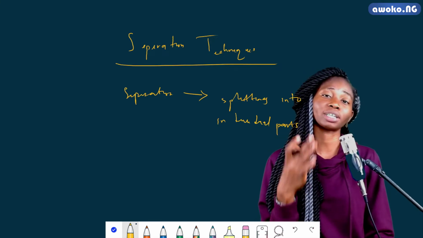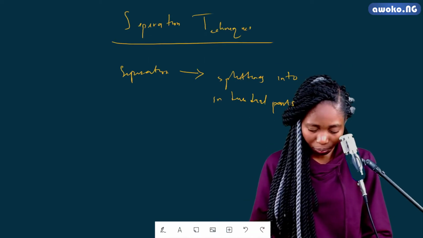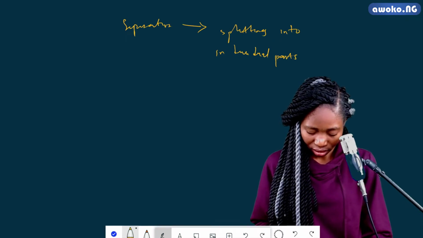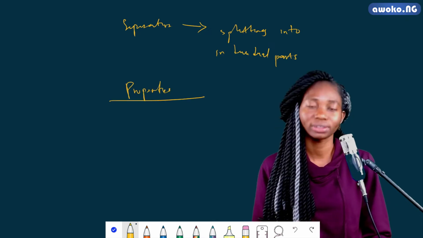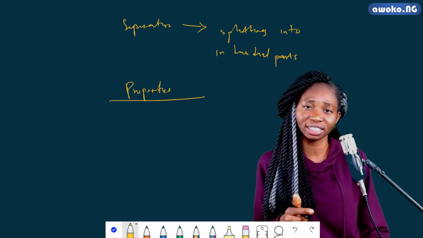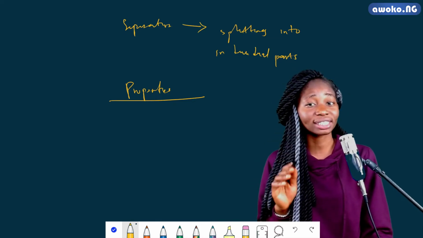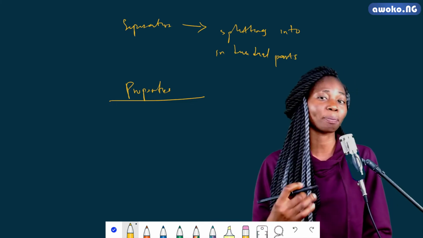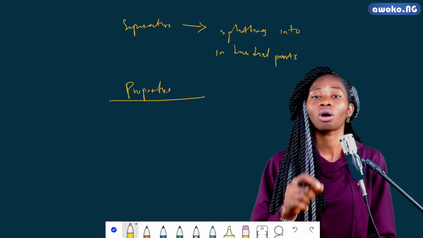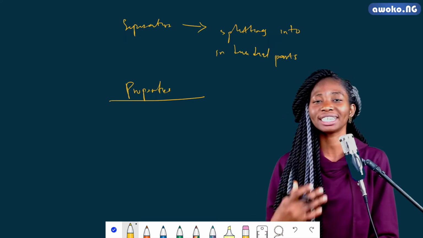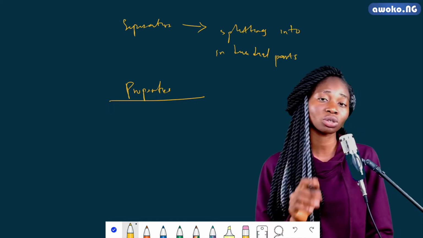Looking at the separation techniques in chemistry, there are several properties we consider in using these methods. So we're going to look at those properties. Now, the essence of knowing this property is that it would help you identify the specific process that works for a particular substance. So when I know the property of the constituent of this substance, it helps me in easily identifying the technique or process that would suit the separation of that substance.